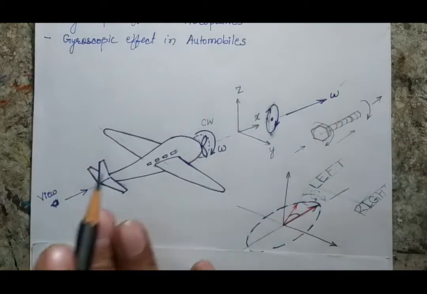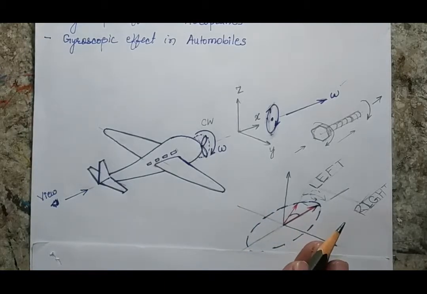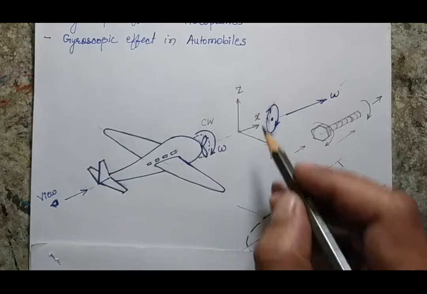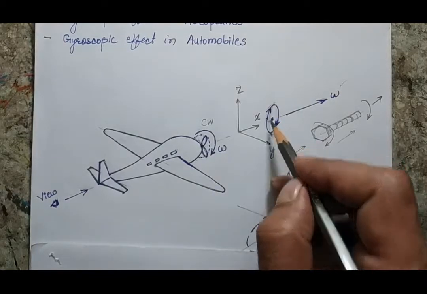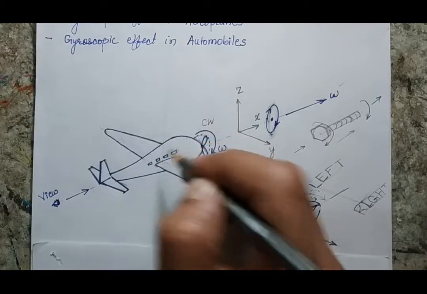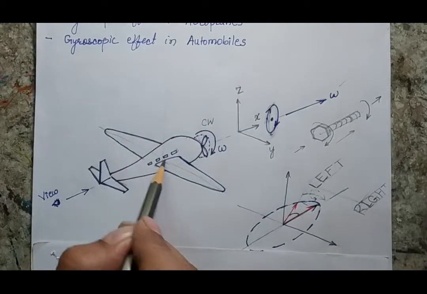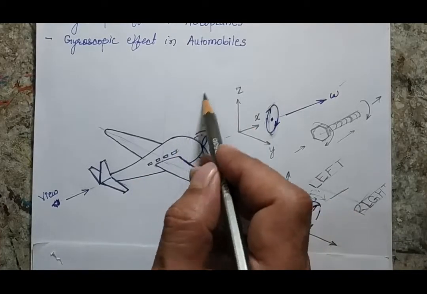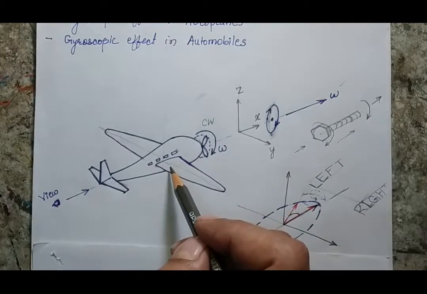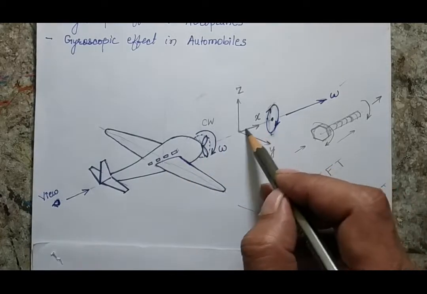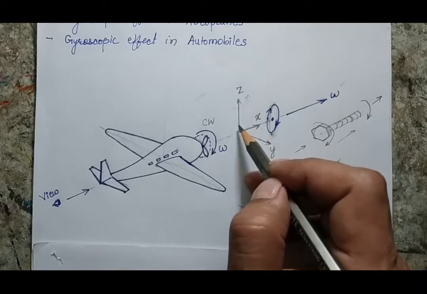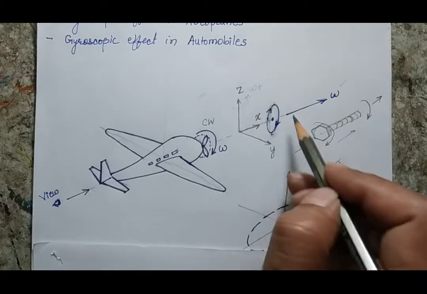If I want to analyze the gyroscopic effect in the plane, basically what happens when the plane moves is that it has a rotor, which can be considered as an equivalent rotor that is rotating, and suppose someone wants to give a turn to the plane. Suppose this is my plane and I want to turn the plane in the left direction. When I turn my plane in the left direction, this is my rotor and I am giving a precession to my system about the vertical axis. So this will be the precession velocity, and this is my angular velocity.